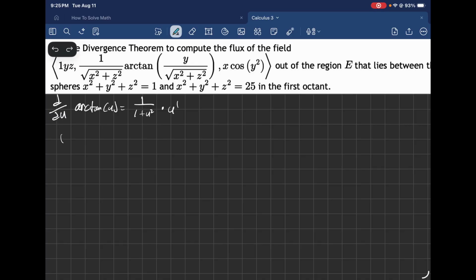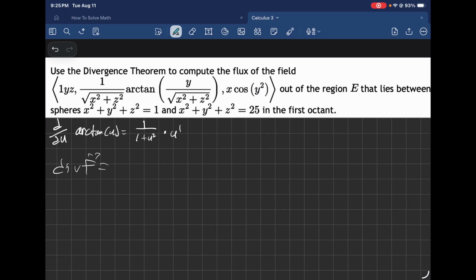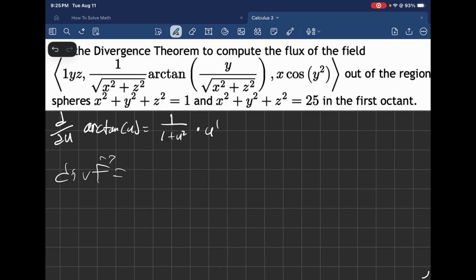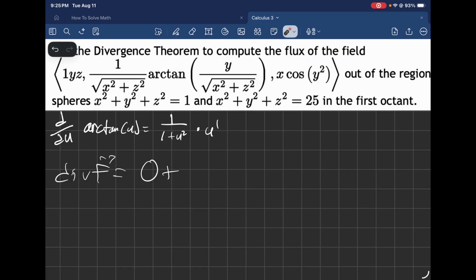I'll go into more detail here, but when solving for divergence F, we're just solving for the dot product of these partial derivatives and your vector field. So for the first one, it's partial of x, and since there's no x here, our partial derivative is just going to be 0, since it treats that as a constant. The same thing over here at the end: it's the partial derivative of z, and since there's no z here, it just treats this as a constant.